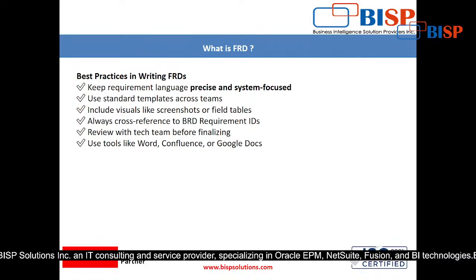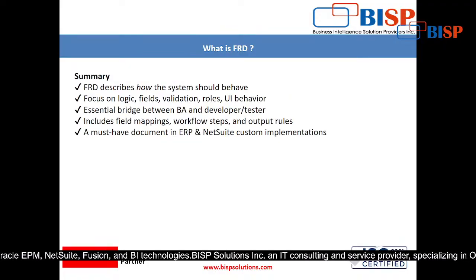Use tools like Word, Confluence and Google Docs. The reason is that you should use very simple tools, right? Excel sheet, Word, Google Docs. So these are the tools. These are the best practices for writing the FRD. Now let's check the summary also.